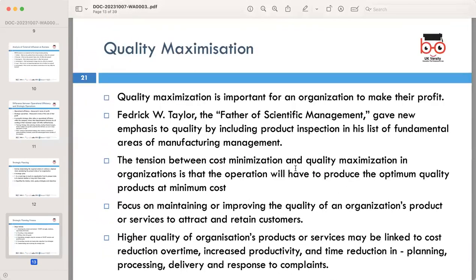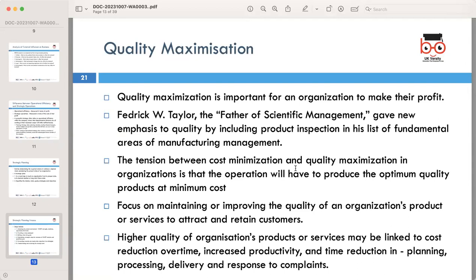Okay, so next one is quality maximization. Quality maximization is important for an organization to make profit. So Frederick Taylor, the father of scientific management, gave new emphasis to quality by including product inspection in his list of fundamental areas of manufacturing management. The tension between cost minimization and quality maximization in an organization is that the operation will have to produce the optimum quality products at minimum cost.